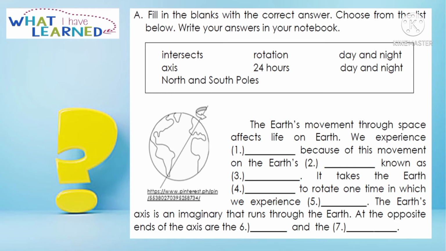The Earth's movement through space affects life on Earth. We experience, because of this movement on Earth, known as, it takes the Earth to rotate one time, in which we experience. The Earth's axis is an imaginary that runs through the Earth. At the opposite ends of the axis are D and D.